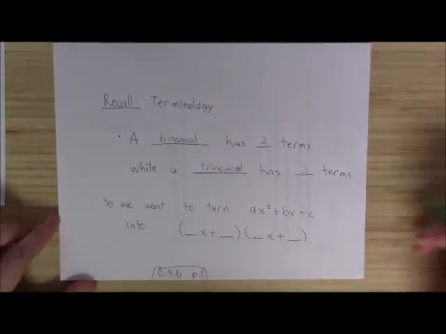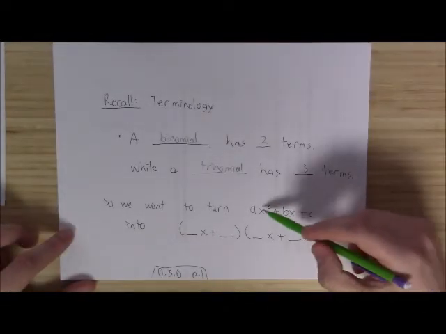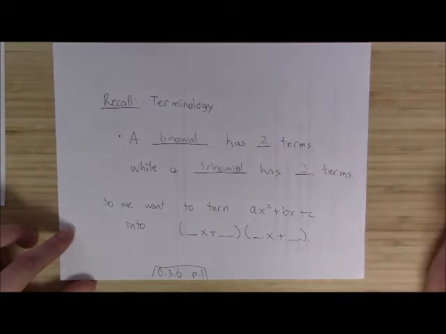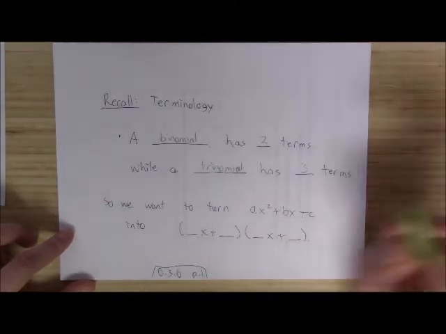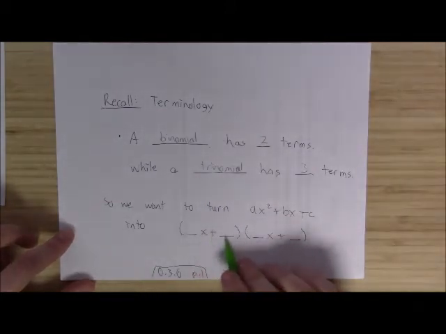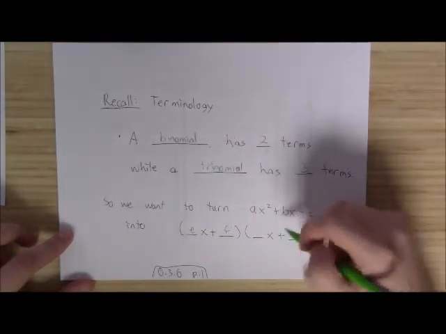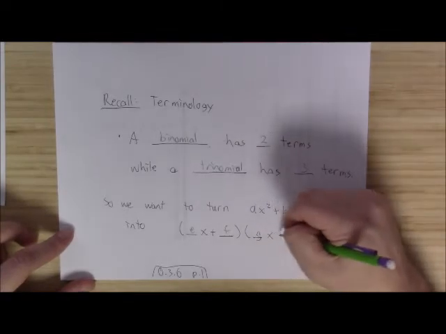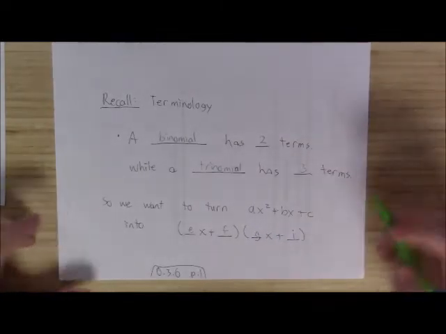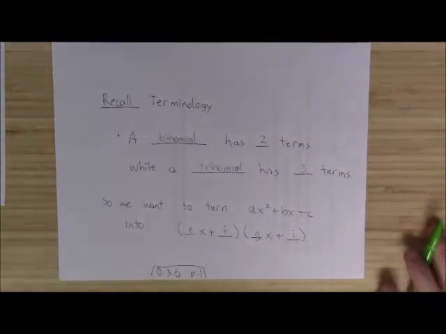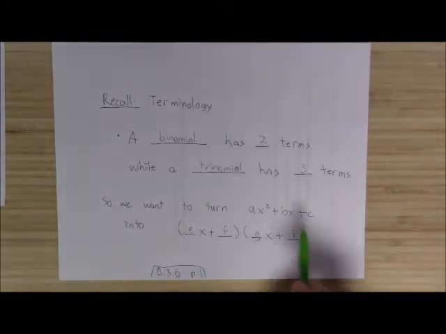So what we really want to do is turn this trinomial, ax squared plus bx plus c, into some sort of ex plus f and gx plus i, so to speak. So a bunch of different numbers, okay? But basically we want to figure out a general way to factor this.